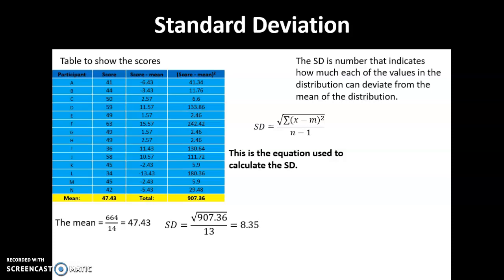Then put that into the standard deviation. So the standard deviation equals the root of 907.36 over 13. That's because it's (x minus m) squared, so it's this column on the right here that you just put into that. Over 13 gives you 8.35, and that would be the standard deviation for this set of data.